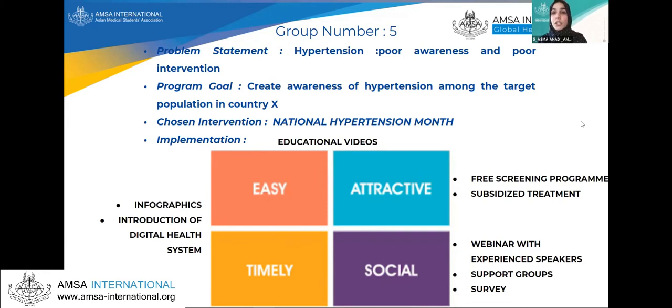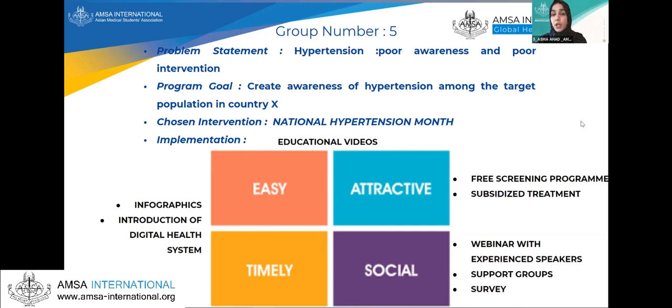That's why we chose the intervention of a National Hypertension Month, because we are trying to club all these things together. In the Hypertension Month, we want to make it not only in terms of awareness, not only in terms of intervention, but we want to make it more easy and reachable to the people, to let them know about the risk factors, to have an introduction of the digital health system, not to make it more like the funding crowd, because we won't just introduce the infographics. We want to make surveys easily accessible to the people. And we usually targeted two sets of people, people who are diseased and people who are at risk.